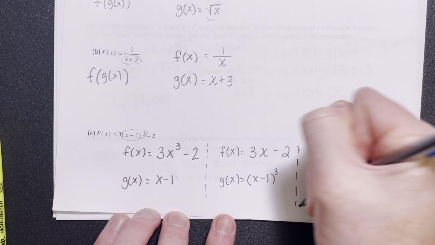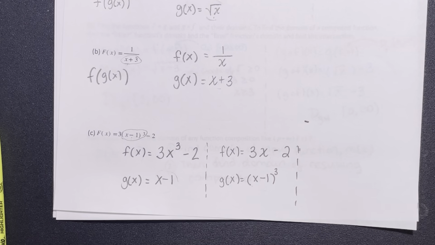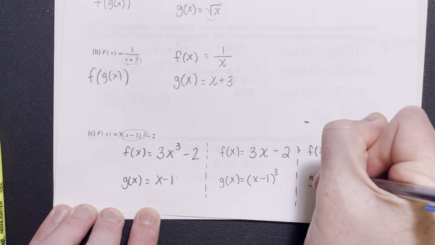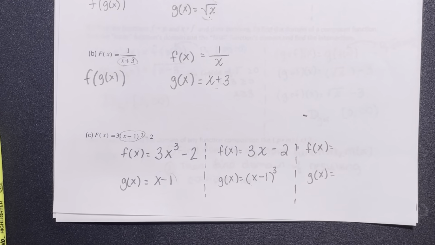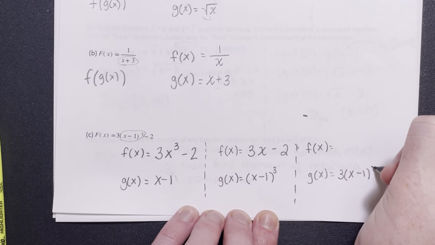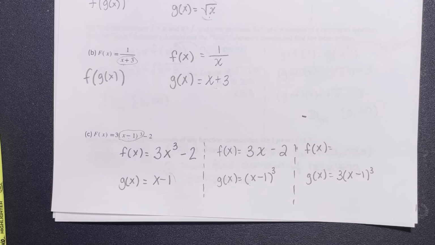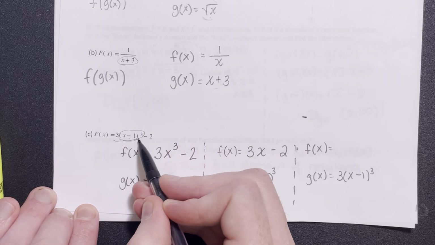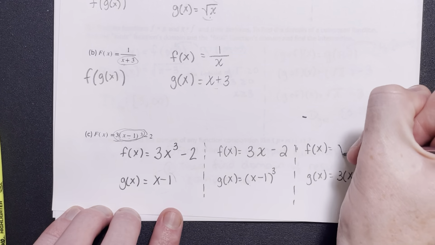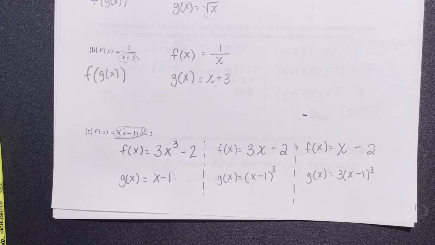The last possible scenario that it could be would be, let's say g of x is 3x minus 1 cubed. If that whole thing was being replaced, then all that's left for f of x to be is x minus 2. You have 3 different possible decompositions that you could use.